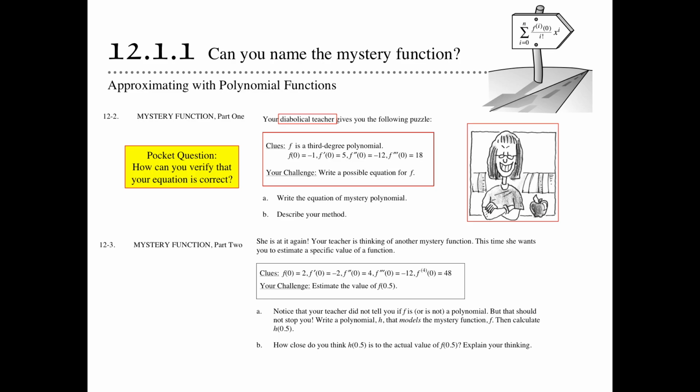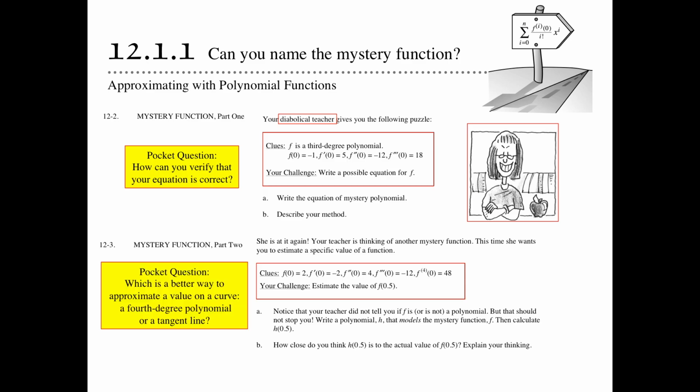And then in problem 12-3, they're going to take it a step further. In this problem, the mystery polynomial is a fourth degree polynomial centered at 0, and they're asked to use it to estimate a specific value of another function that it models, but they want to know that value at x equals 1/2. So as you circulate, discuss with teams the pros and cons of using a fourth degree polynomial to approximate a value versus a tangent line, which is a first degree polynomial, and they've been using tangent lines throughout this course.